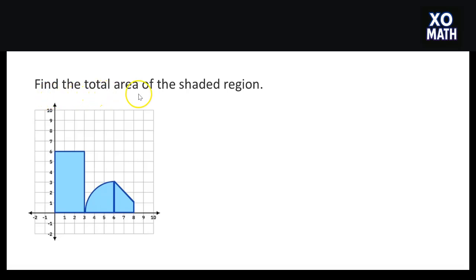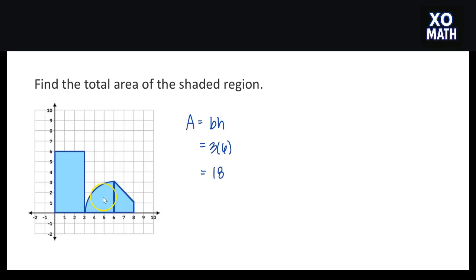And now let's find the total area of the shaded region. This time we have a rectangle, a quarter circle, and a trapezoid on an XY plane. Let's start by finding the area of the rectangle. So the area of a rectangle in general is base times height. And from the x-axis, we can see that the base of this rectangle is 3, and the height of this rectangle is 6. So we have 3 times 6, or a total of 18 units so far.